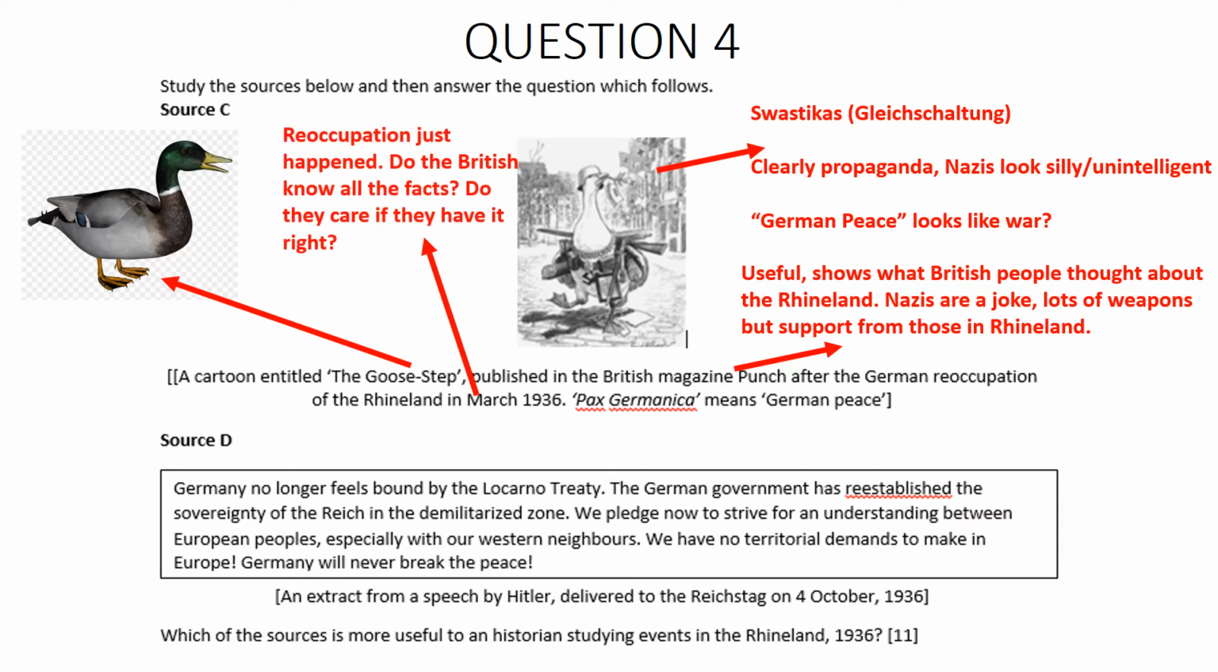Looking at the reoccupation itself and the time period in which it's published, the reoccupation had just happened in March of 1936. So do the British have all the information they need to make an informed decision about that crisis?